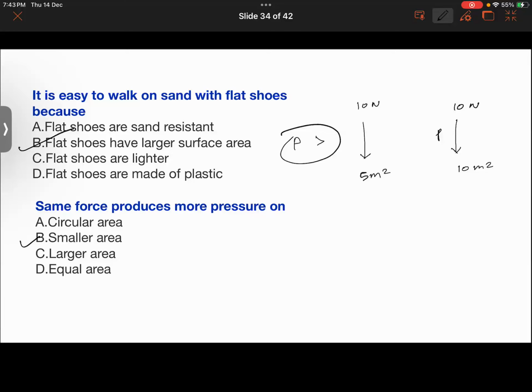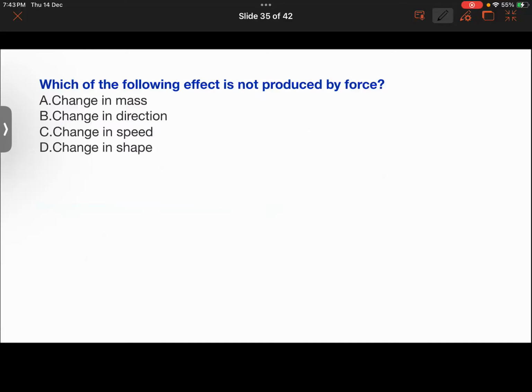Which of the following effects is not produced by force? Change in mass, exactly. Okay.